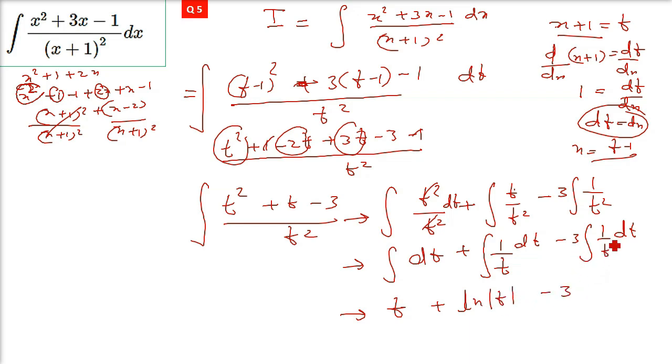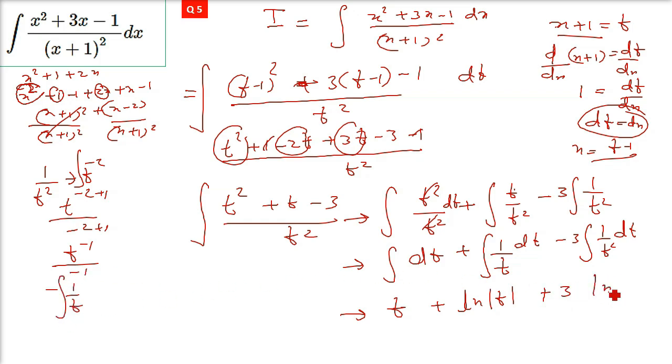1 by t square, of course you know, but I have to show you how it is being done. So it goes t to the negative 2 in the numerator, t to the minus 2 plus 1 divided by minus 2 plus 1. So it will be t to the negative 1 divided by negative 1. So it will be 1 by t with a negative sign. So minus minus becomes plus 1 by t. After integration 1 by t has come. So plus c.